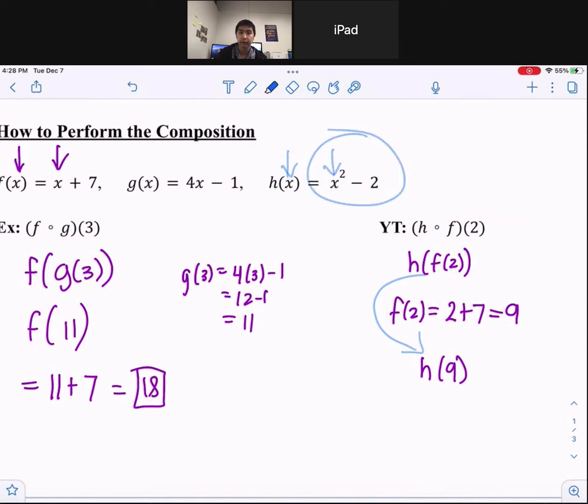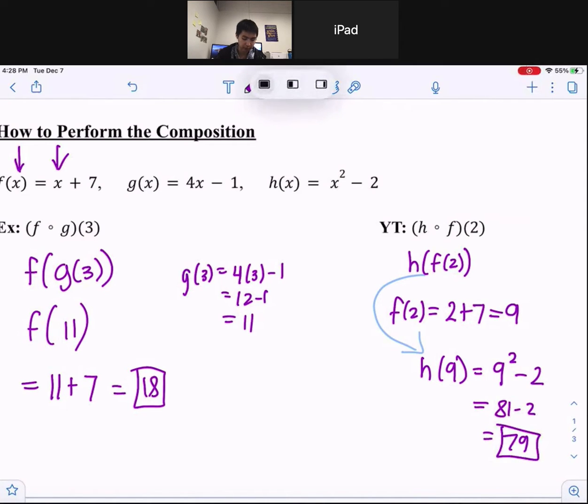So we plug in 9 into there, and then you guys solve. So we're going to have h of 9, which is equal to 9 to the second minus 2. 81 minus 2, which is 79. Okay, 79.